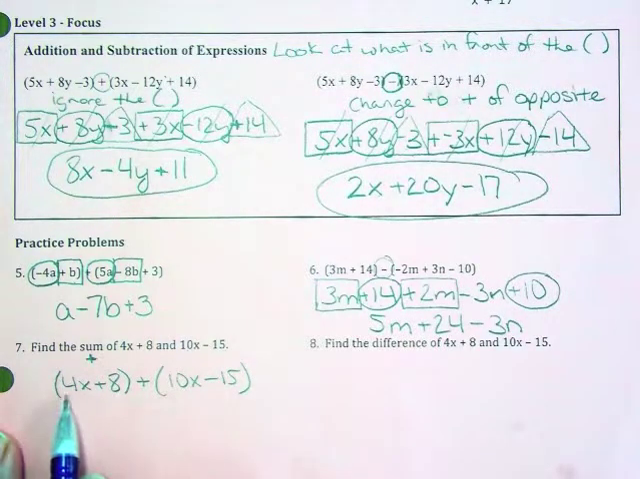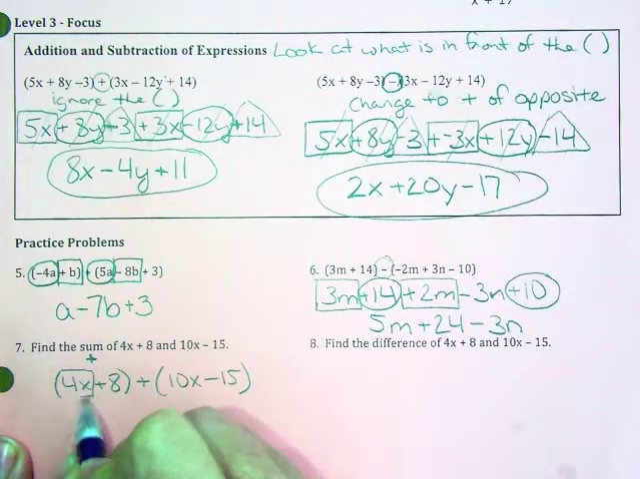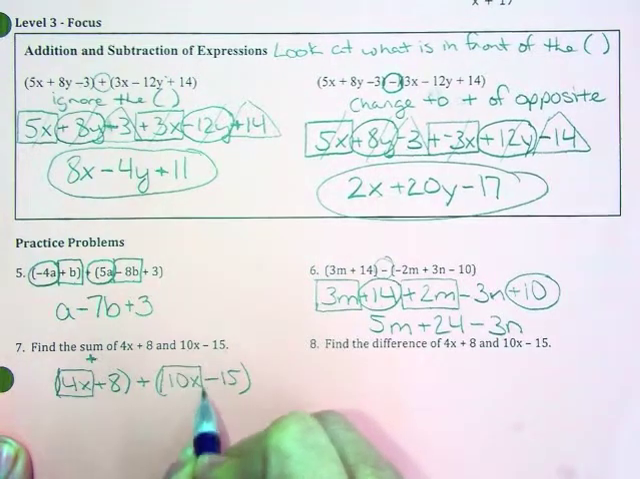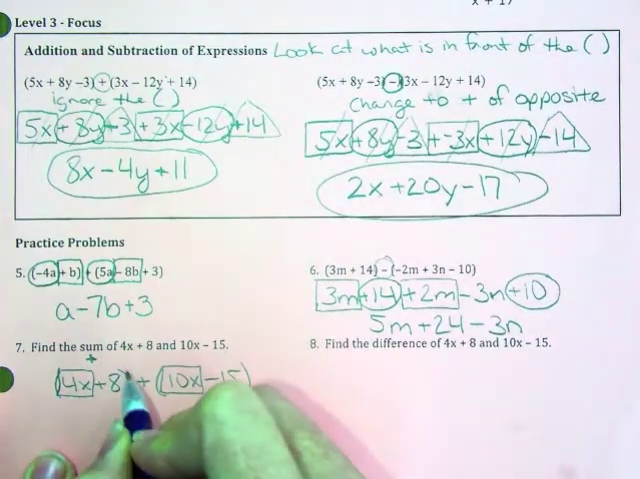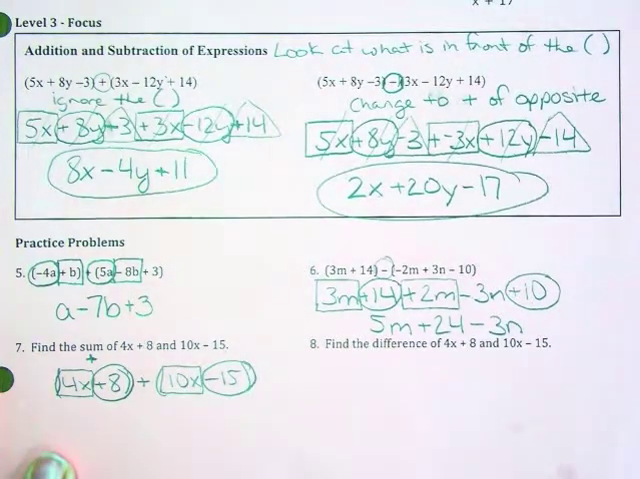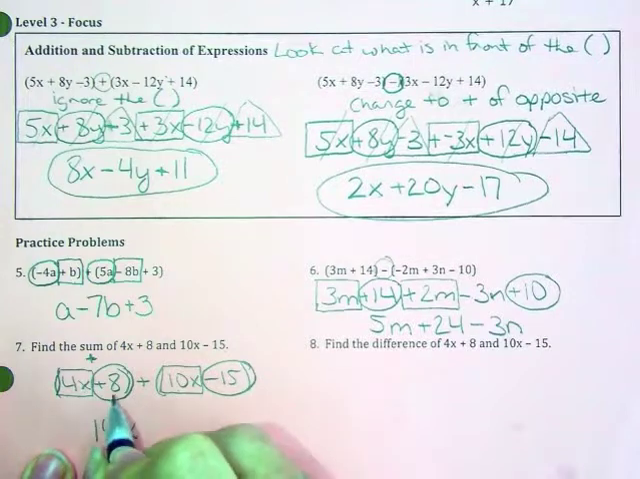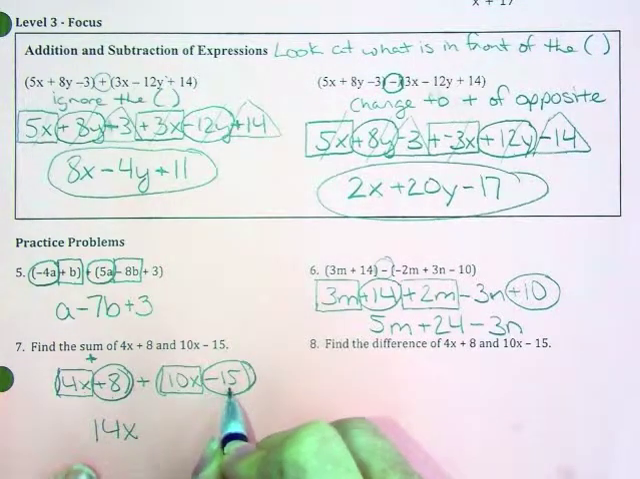I have like terms to mark, so go ahead and mark your like terms. Again, pause and do that. Okay, coming back, you should have your 4x and your 10x marked. You should have your plus 8 and your minus 15 marked. Pause again and finish. Okay, hopefully you finished it up. 4x and 10x is 14x. 8 and then minus 15 is minus 7.